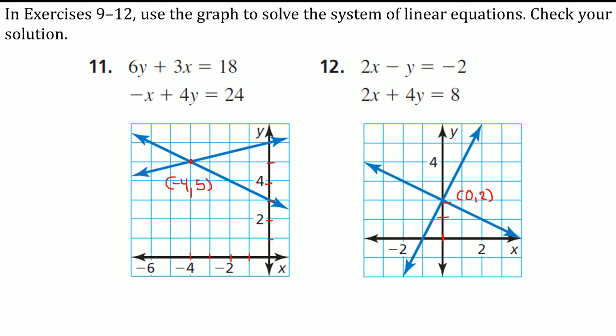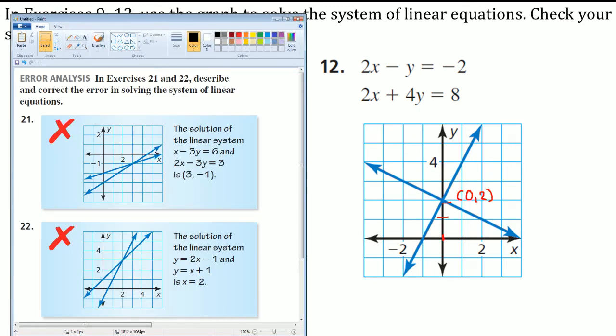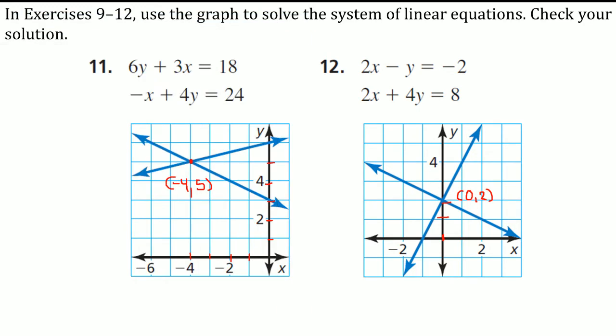Again, it is very straightforward when the graph is given to you because all you are looking for is the intersection. Okay. The next one, where do I have the next one?